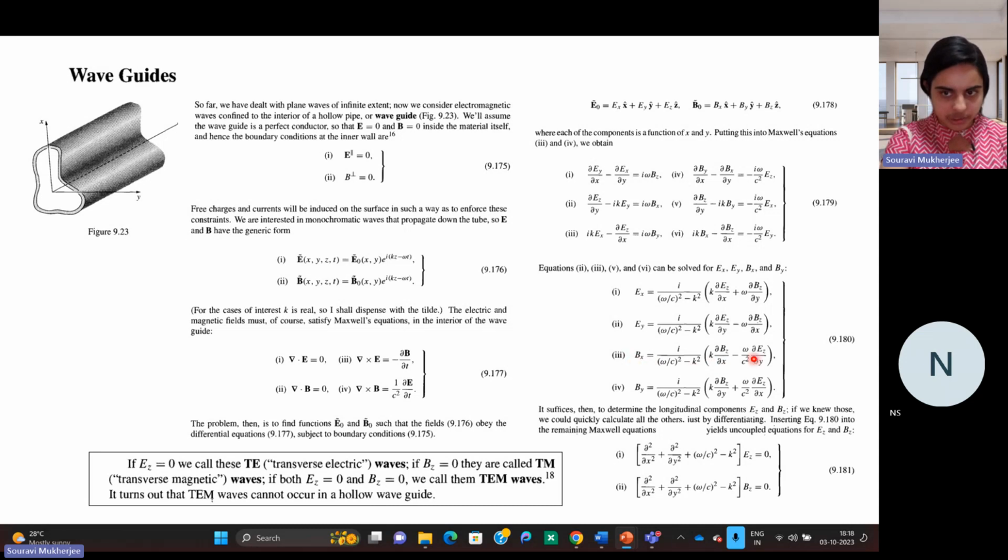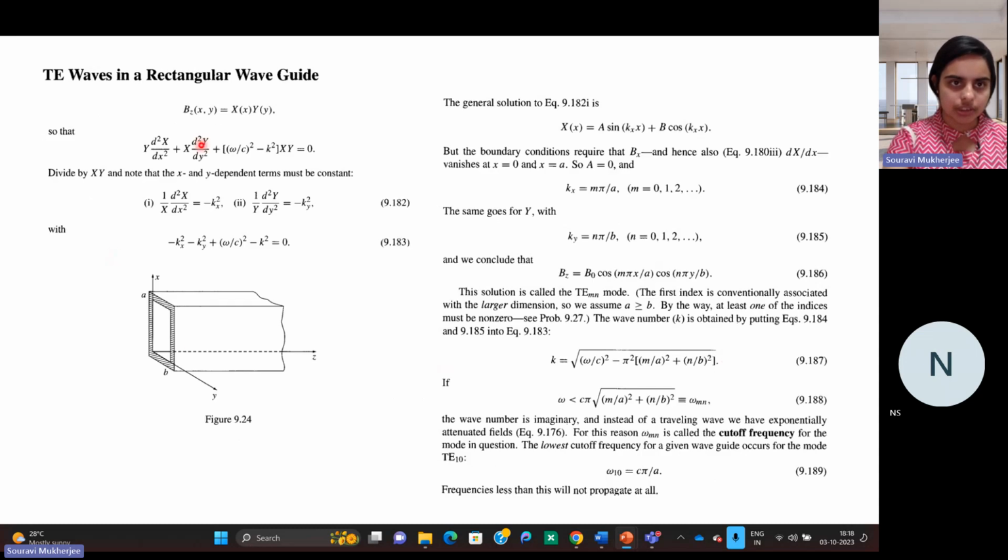You can see that your Ez is already 0. It's a transverse electric wave, so this part does not remain. You have this term here. For Bx to be 0, del Bz/del x should be 0, and you know this is how your Bz looks. So for del Bz/del x to be 0, this should be equal to 0. If this is your x, you take a derivative and use the condition that at x equal to 0 and at x equal to a, it's 0. That gives you this value of kx. Similarly, you have to do the same thing for y.